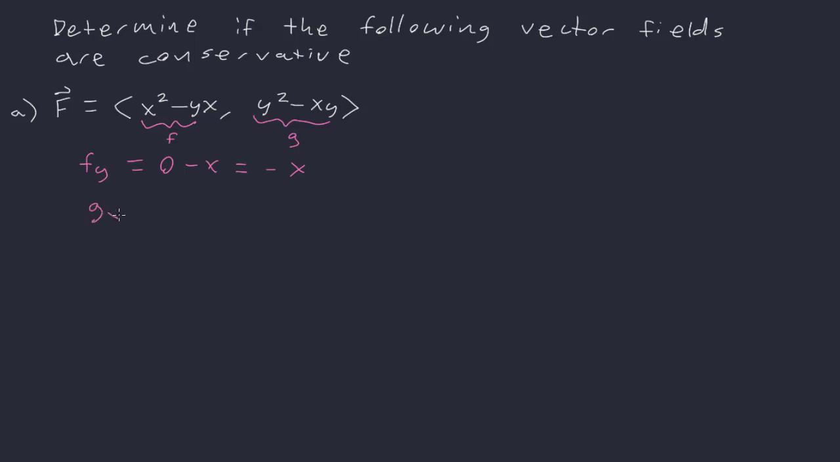Okay, then g sub x, well, once again, the y squared part is 0, and the derivative of negative xy with respect to x is going to be negative y. Well, these do not match. f sub y does not equal g sub x, so F is not conservative.